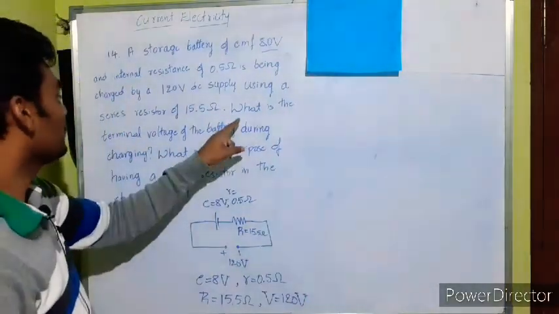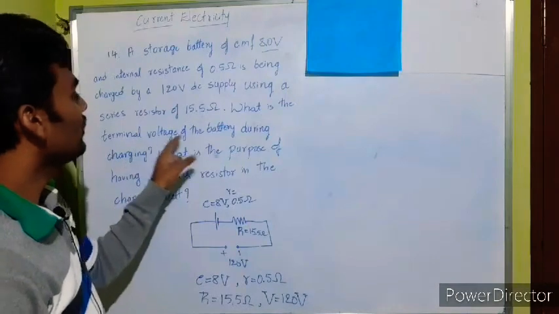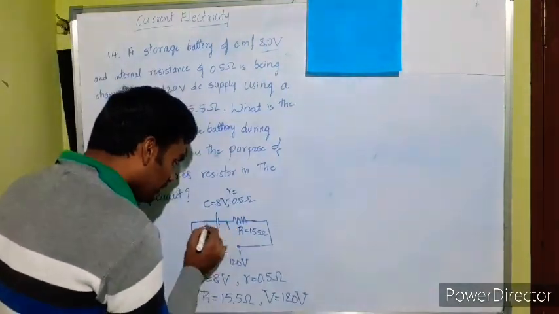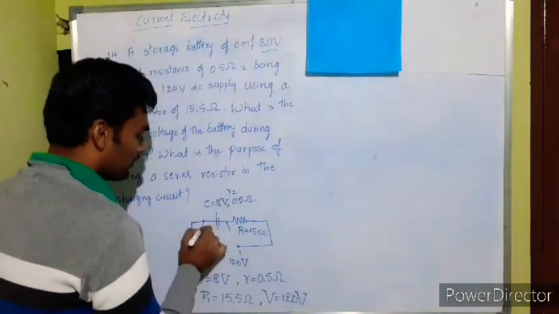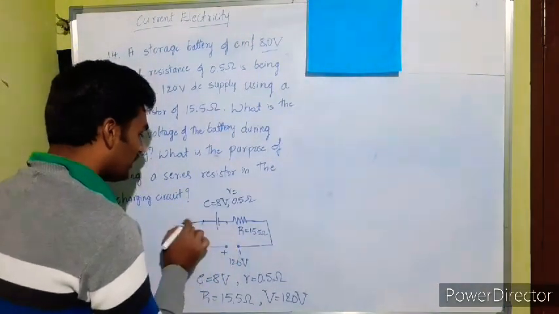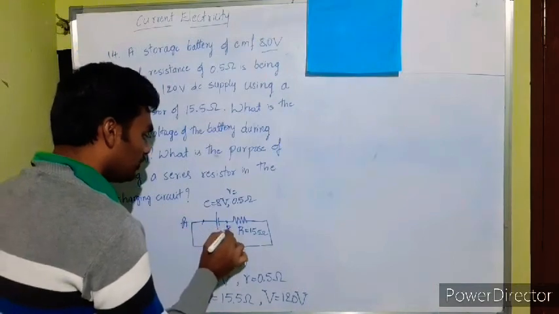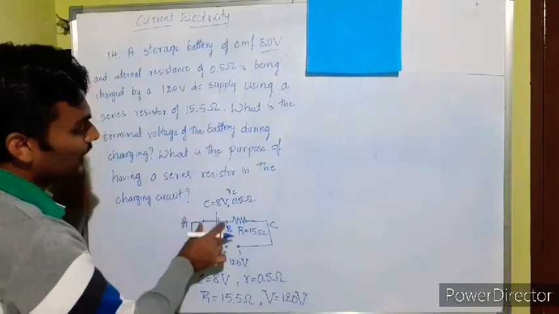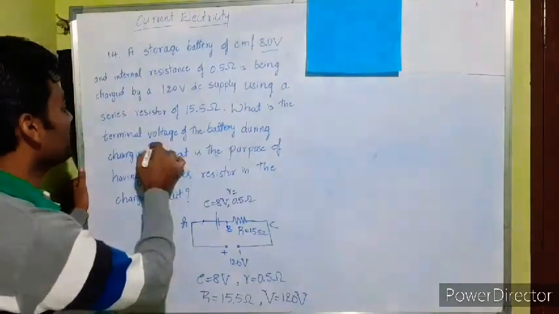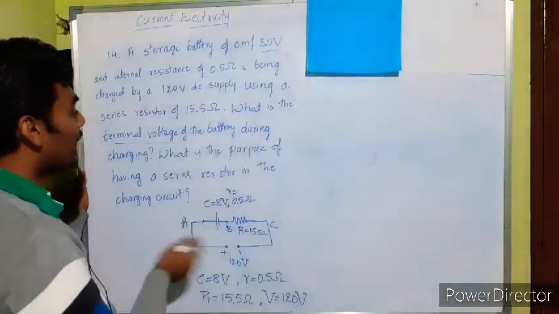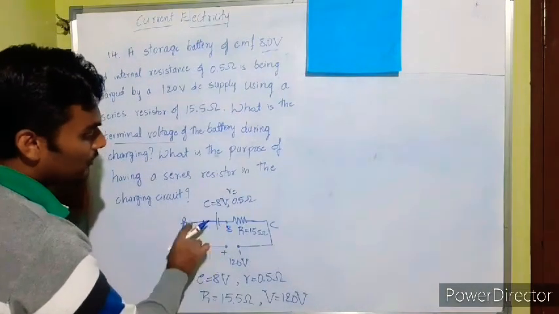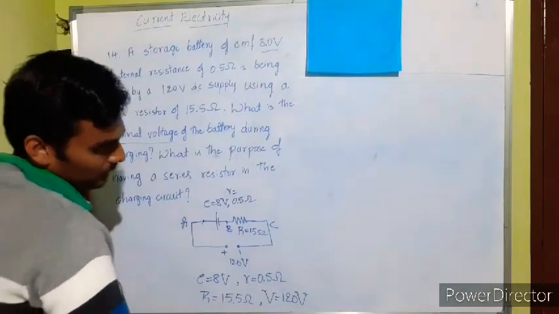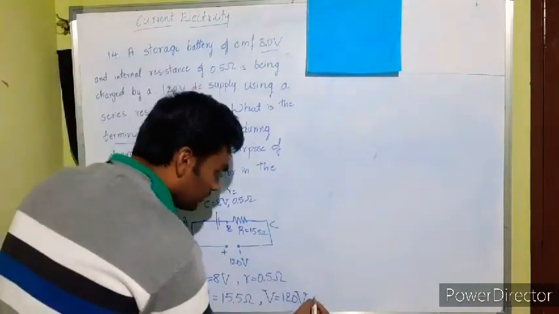Then what is asked to find? What is the terminal voltage of the battery during charging? Which means now we need to get the voltage across these 2 points. Okay, if I name them as A, B, C, I have to now get the voltage across A and B. Okay, that is what is asked. Terminal voltage of the battery, voltage between A and B, so across battery, which has to be found. So what is to be found?